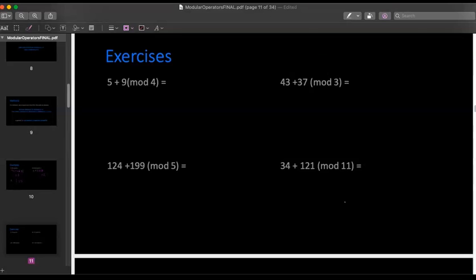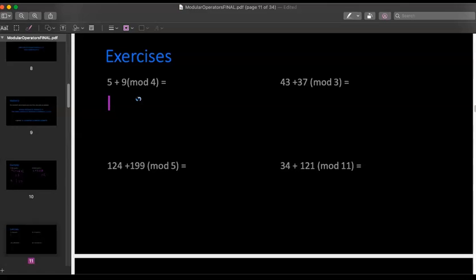So 5 mod 4 is 1, with a remainder of 1, and 9 mod 4 has a remainder of 5, and 5 plus 1 equals 6, but 6 is more than 4, so it's 2. So R is 2.